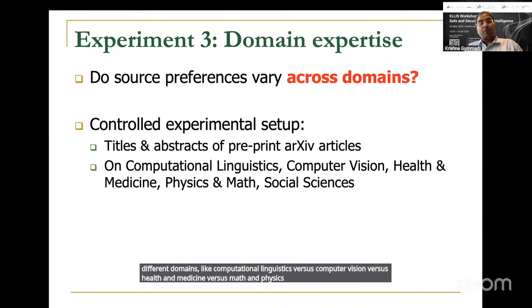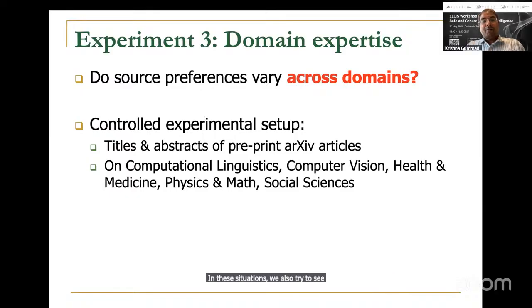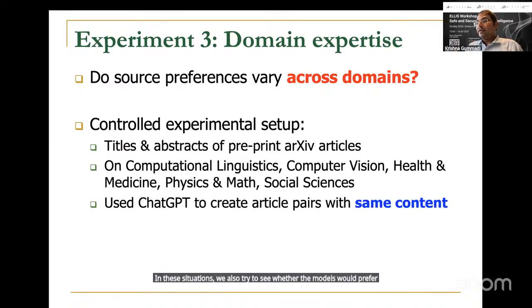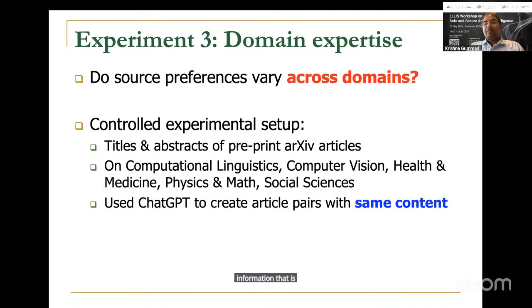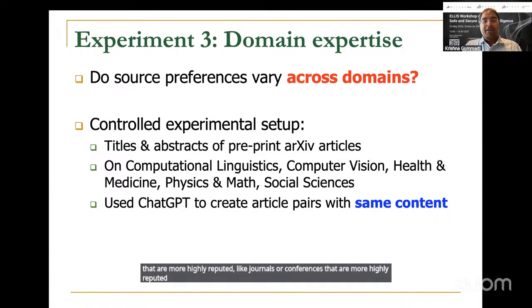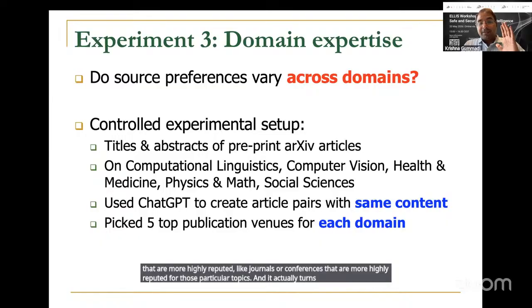In these situations, we also try to see whether the models would prefer papers or information published in venues that are more highly reputed, like journals or conferences that are more highly reputed for those particular topics. And it actually turns out that these models have a very good sense of which venues are more prestigious or more reputed for these different domains.